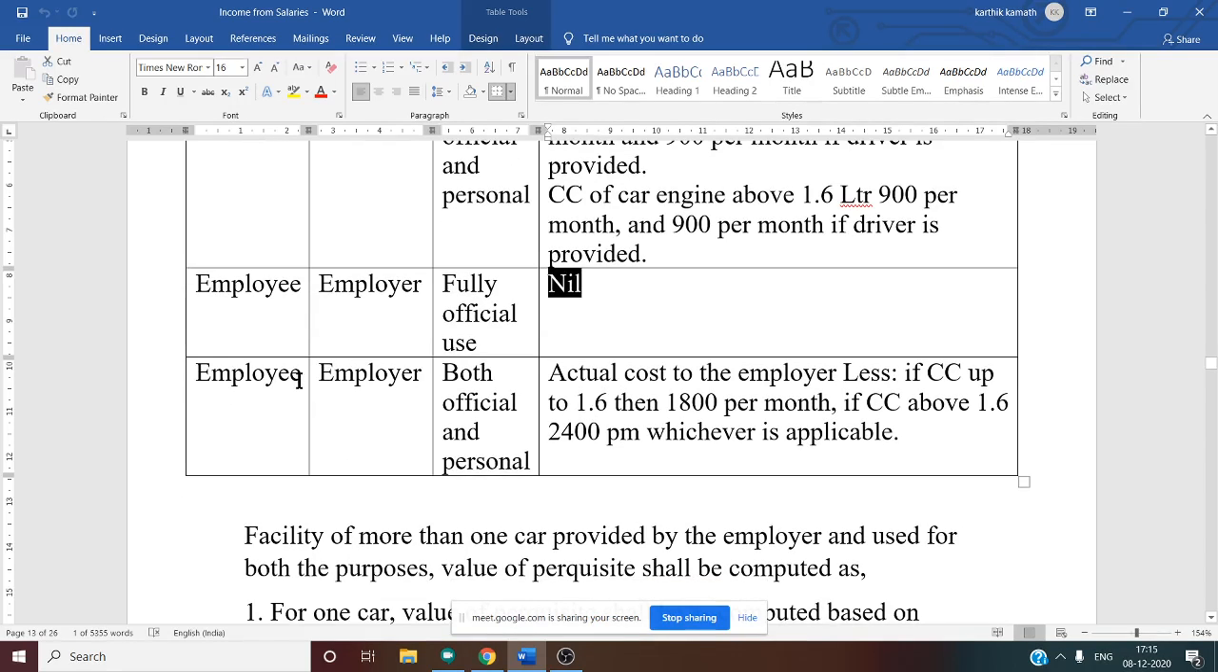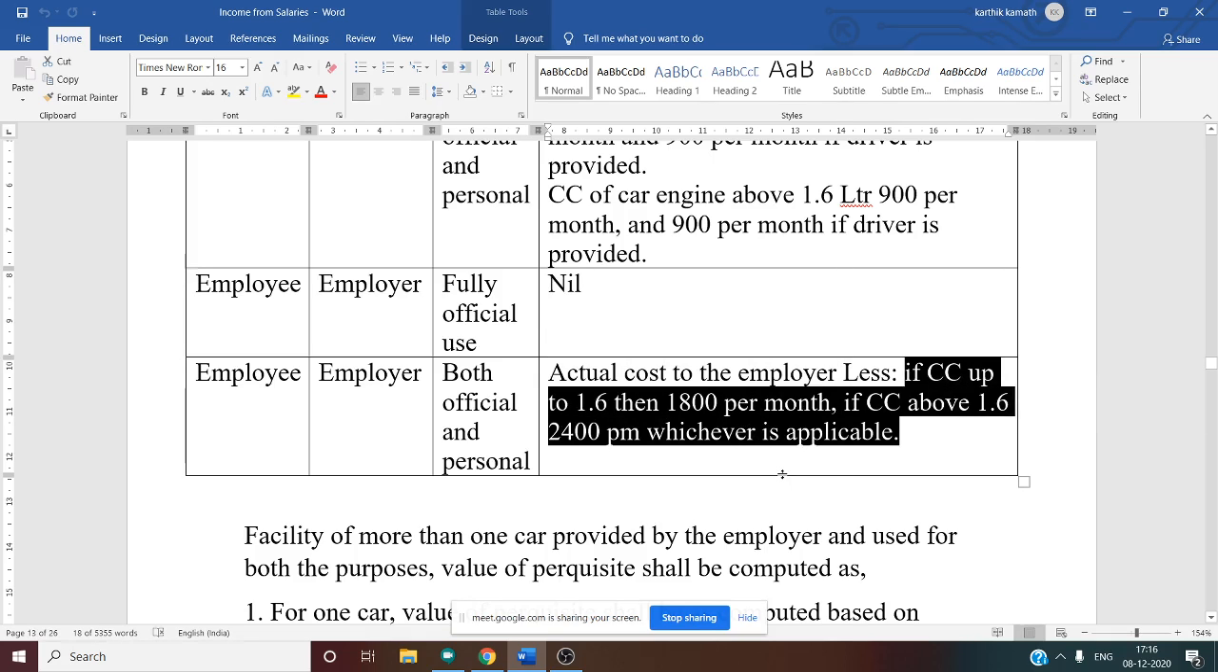The last case, if you see, owner is employee, expenses are met by employer, and it is used for both official and personal purpose. In that case, what you have to do is, first you have to determine actual cost to the employer. How to determine actual cost to the employer? That is all maintenance, wear and tear, everything you have to add first. Then any amount charged to the employee you have to deduct. Then from that you have to deduct statutory amounts. Less, if CC up to 1.6, then 1800 per month. If CC above 1.6, 2400 per month, whichever is applicable.